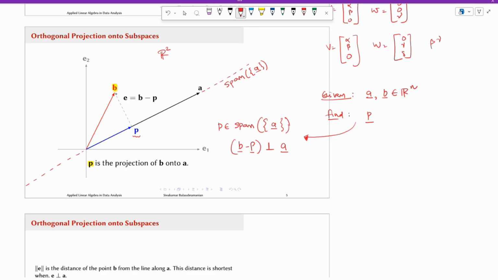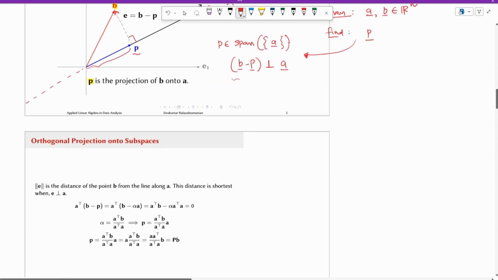The difference between B and P is this vector. You'll simply go to the tip of B, drop a perpendicular onto this line, and then see where this line intersects the subspace spanned by A, and then you will say this is the vector. That's the geometric version. The question is, how do you do it algebraically? Well, we essentially use this idea.